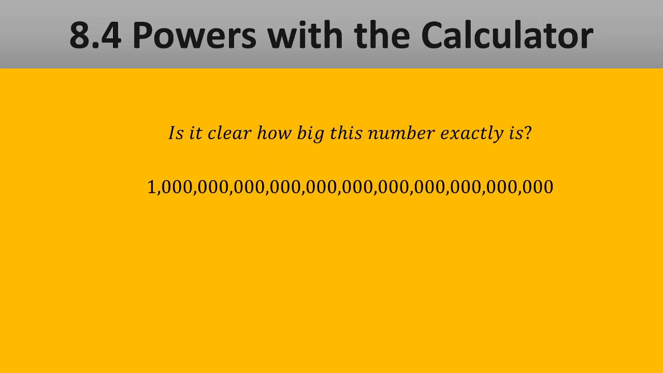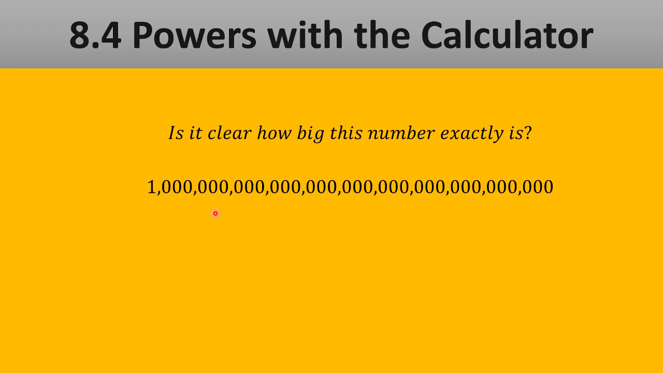Welcome back everyone. Let's take a look at Theory B from paragraph 8.4. This part is about the so-called scientific notation. Before we talk about what it exactly is, I'm going to give you a showcase of why we sometimes like to use it. I've typed a number right here, and I want to ask you: is it now very clear how big this number exactly is?